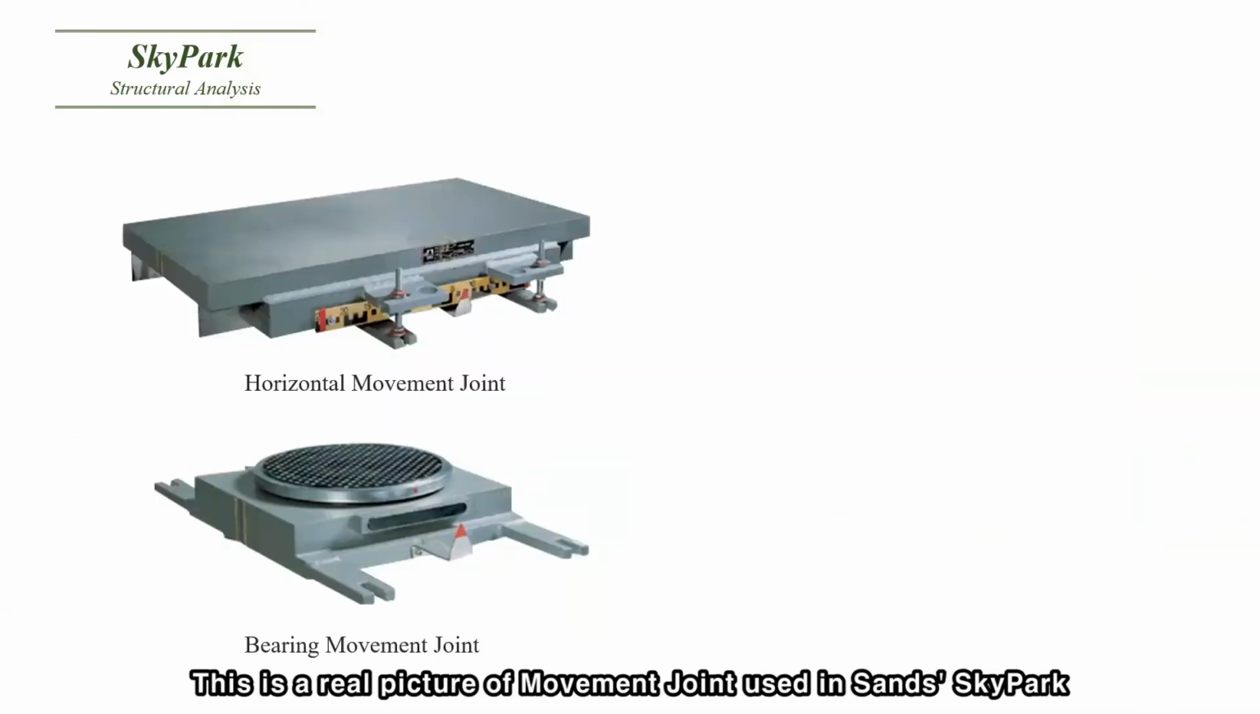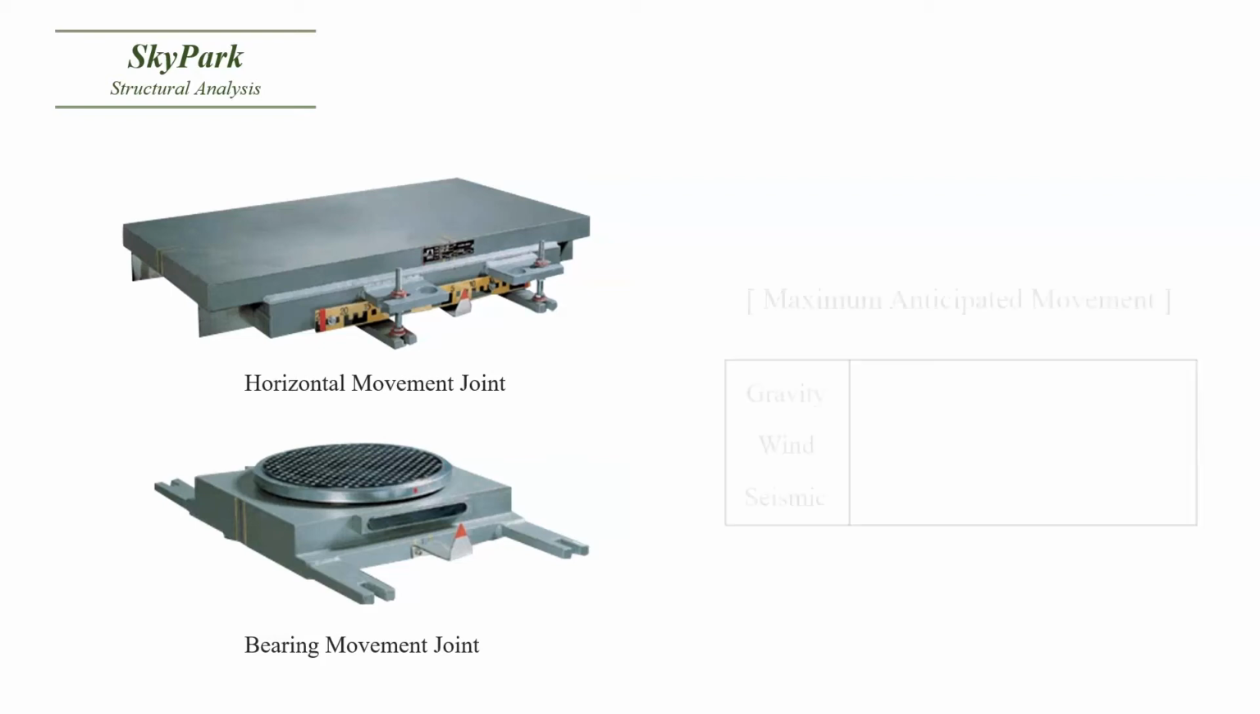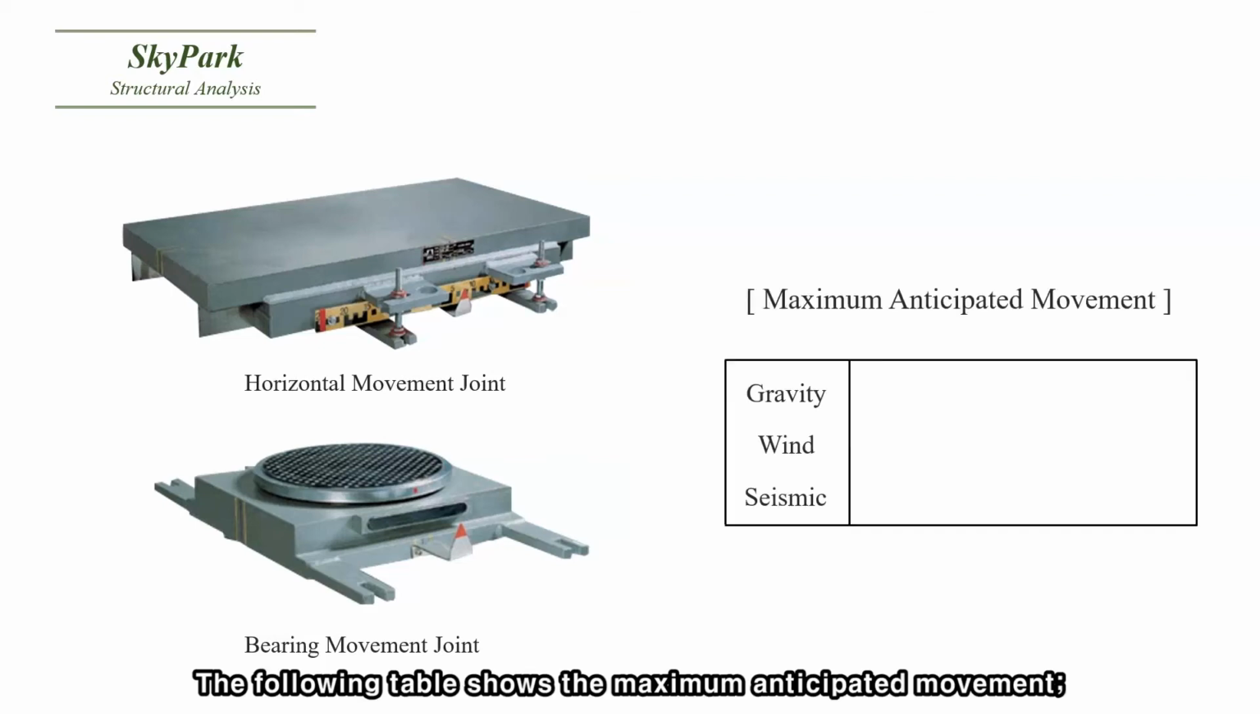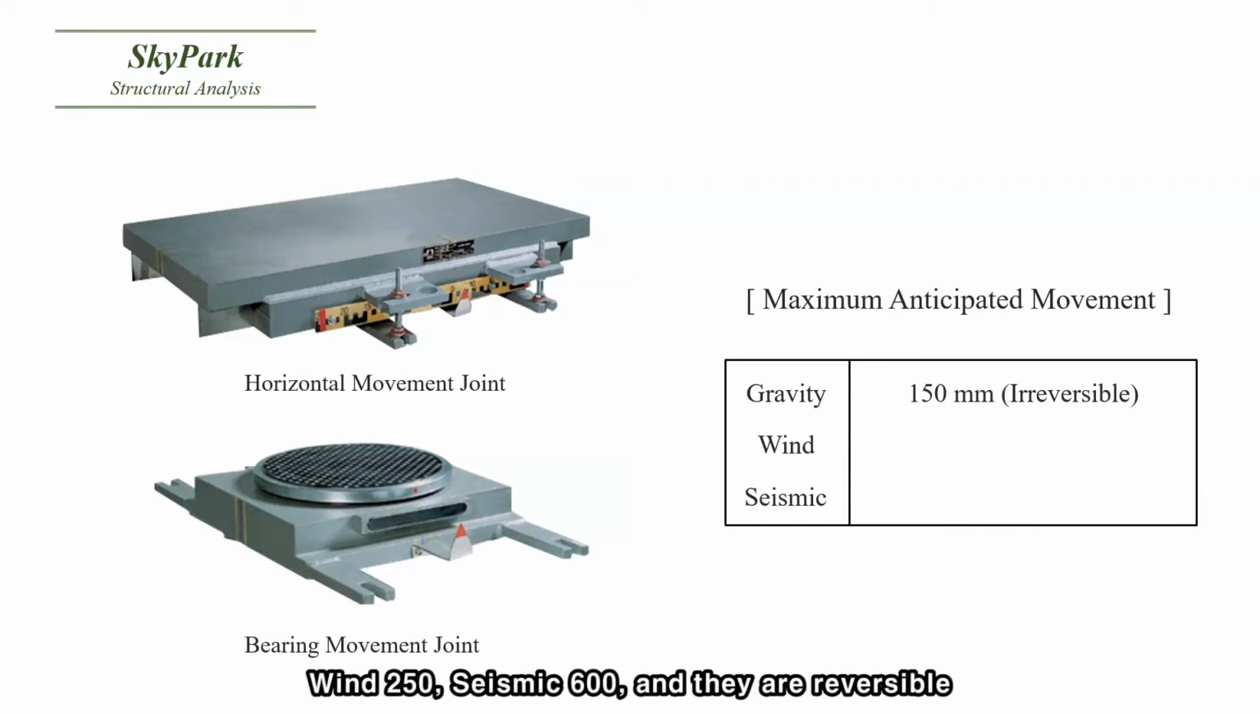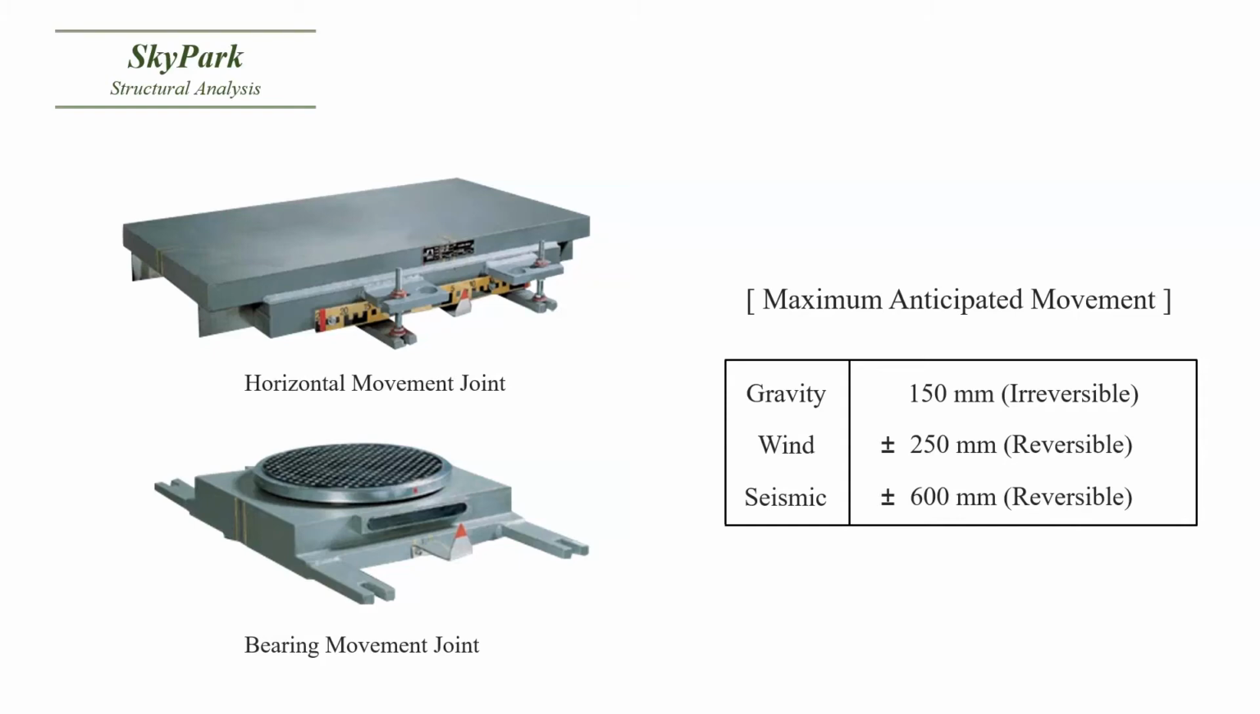This is a rear picture of the movement joint used in Sands Sky Park. The following table shows the maximum anticipated movement. Gravity 150 mm. It's irreversible. Wind 250. Seismic 600. And they are reversible.